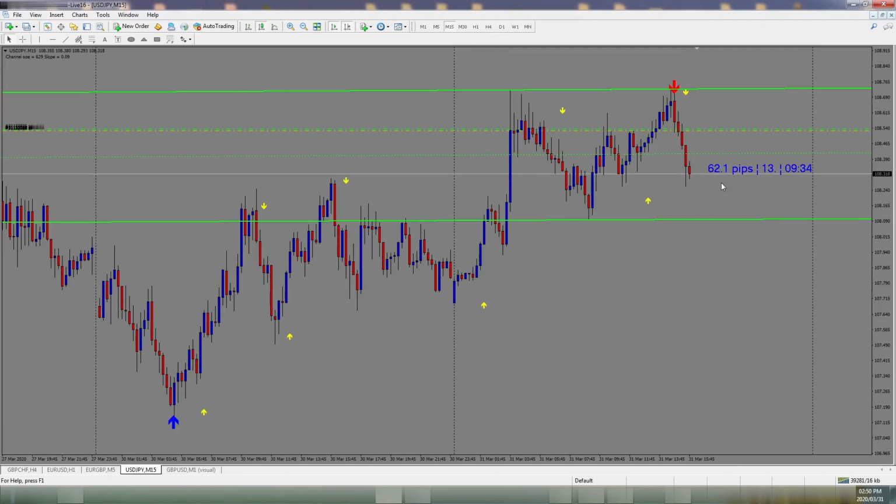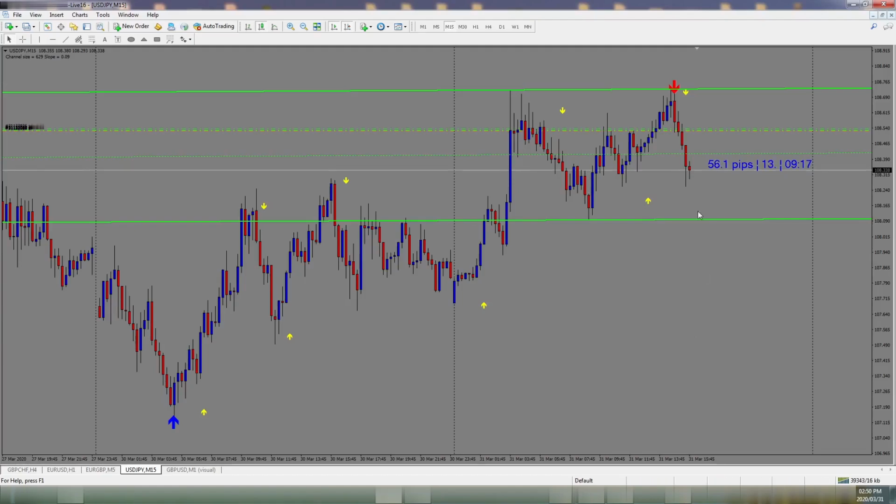Running at 61 pips. The date today is the 31st of March. You can go check out your charts. So we're gonna have this trade running.